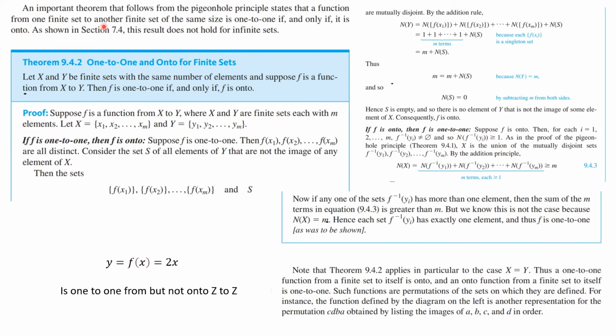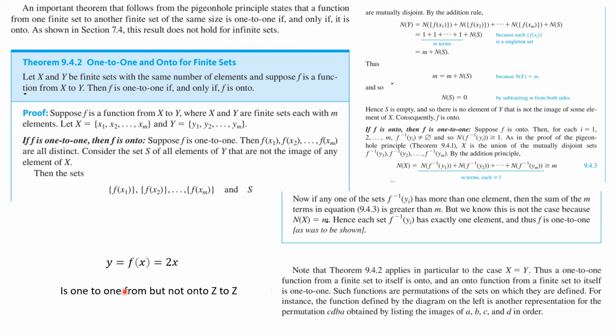Another important theorem that follows from the Pigeonhole Principle states that a function from one finite set to another finite set of the same size is 1 to 1 if and only if it is onto.